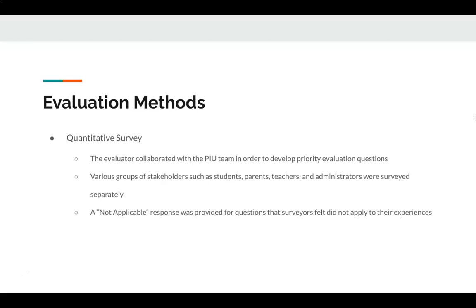Now, the evaluation methods that are held within those questions are quantitative and qualitative. So on the quantitative side of things, I collaborated with the primary intended users team to develop these, and while we did have responses like strongly agree, agree, disagree, or strongly disagree on the survey, so we did have an even number of options, there was a not applicable response provided in case some of the surveyors felt that whatever was being asked just didn't really apply to their experiences, and I thought that that was important to include.